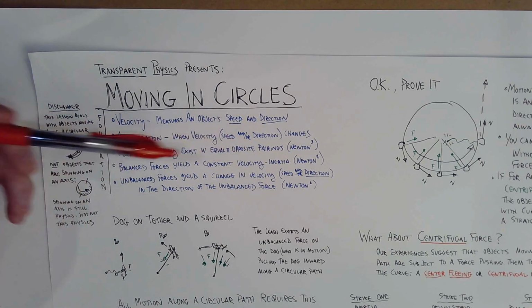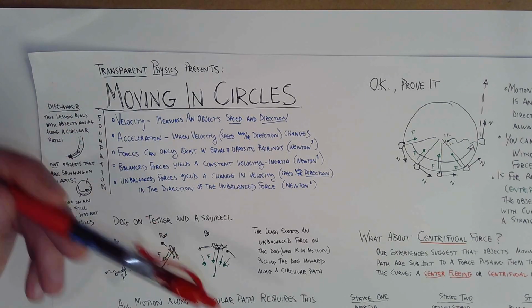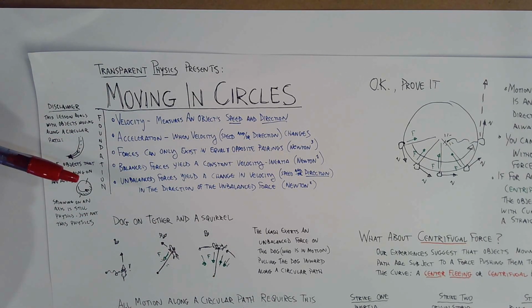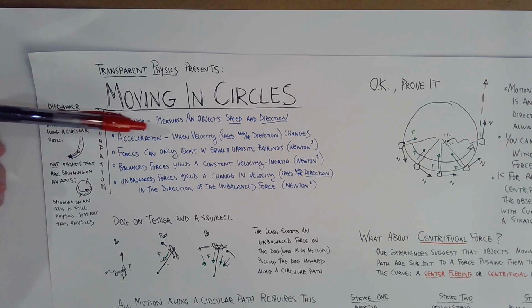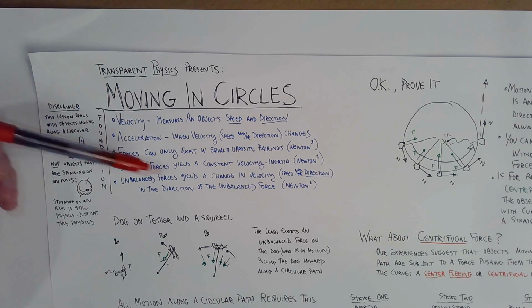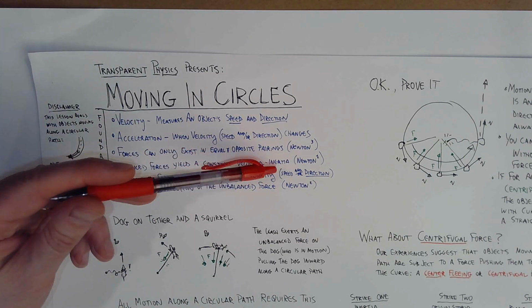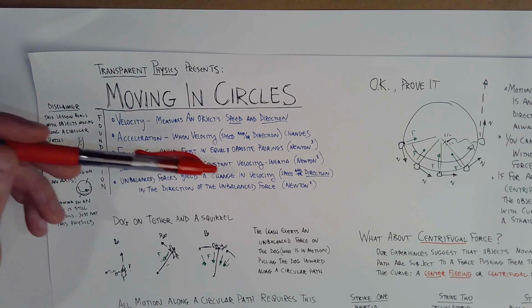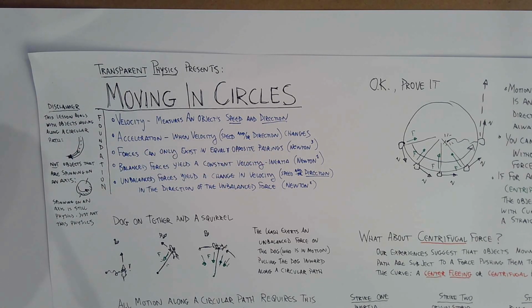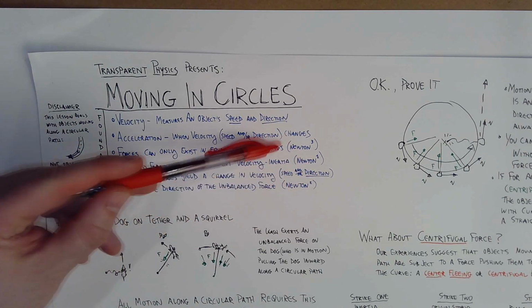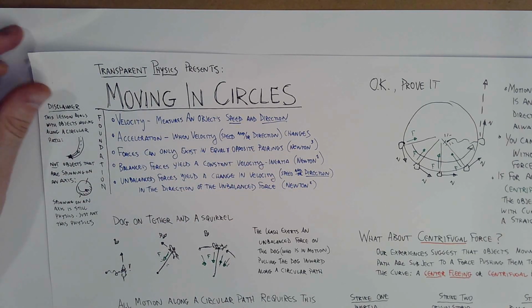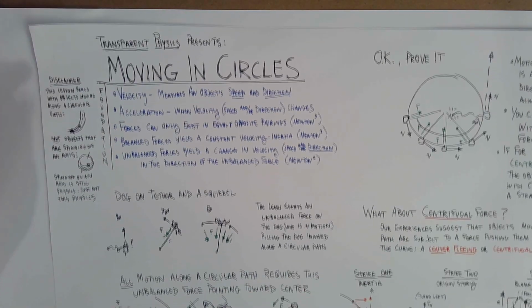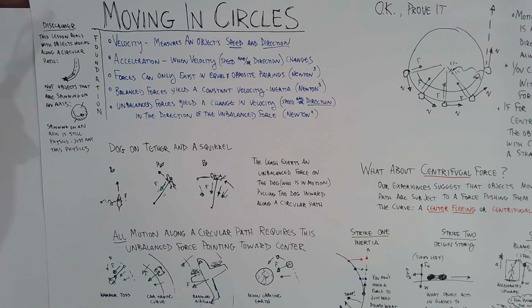Forces have to be in equal and opposite pairings. We talk about that a little bit later when trying to debunk centrifugal force. If the forces are balanced, the object will keep doing what it's doing via its inertia. If the forces are unbalanced, the object will accelerate in the direction of the unbalanced force. So all of Newton's laws come into play. I'm sure you're used to the important role that Newton's laws play in introductory physics.